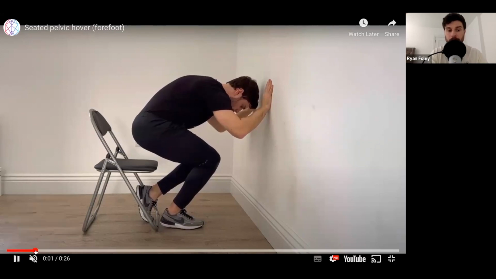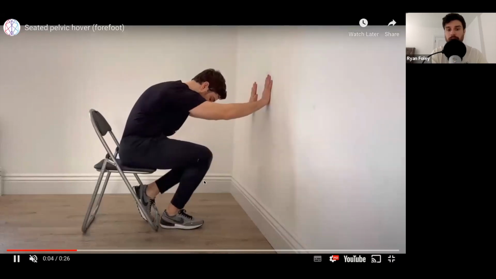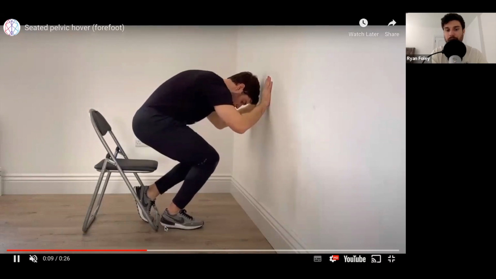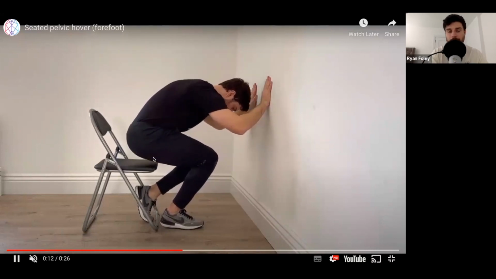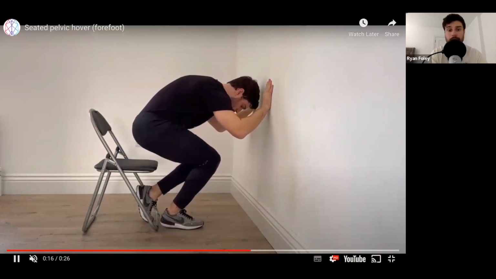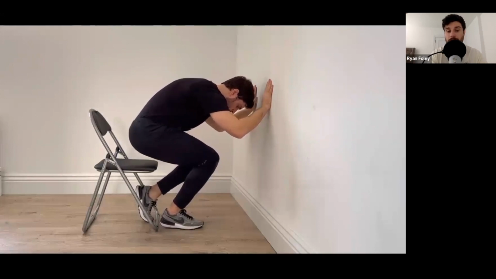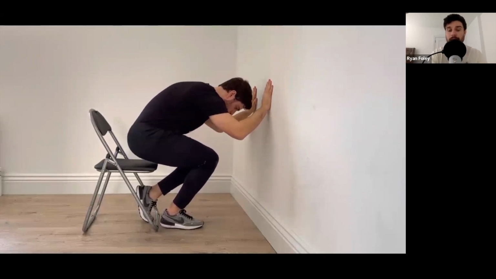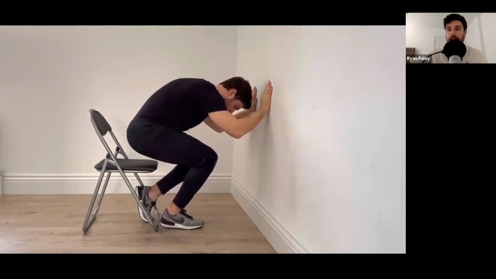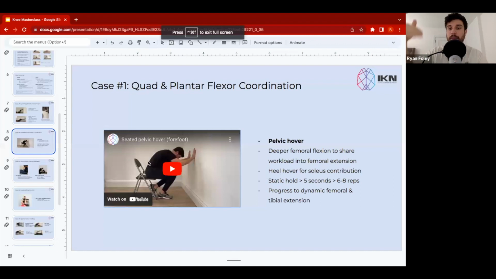Set up in the right position, pre-position the segments in the position that you want: tibial flexion, some lumbar flexion, pelvic flexion, heel hover. And we typically start with just a small heel hover for 5 seconds. Repeat that for 5 to 6 repetitions. Okay, and then gradually build to the point where we can hold it for 10 seconds, 15 seconds, all the way up to 30 seconds, 45 seconds. And then we can add a little bit more of a dynamic component to it as well. Okay, so static hold, 5 seconds, up to 6 reps, even up to 8 repetitions as well.